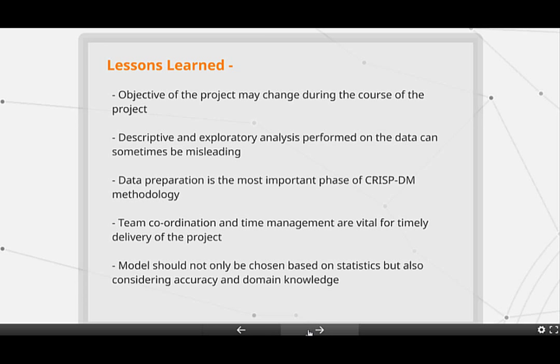We have also learned that time management and team coordination is vital for the delivery of the project. And the final lesson that we have learned was the model should not only be chosen based on statistics but by utilizing the domain knowledge on the subject.